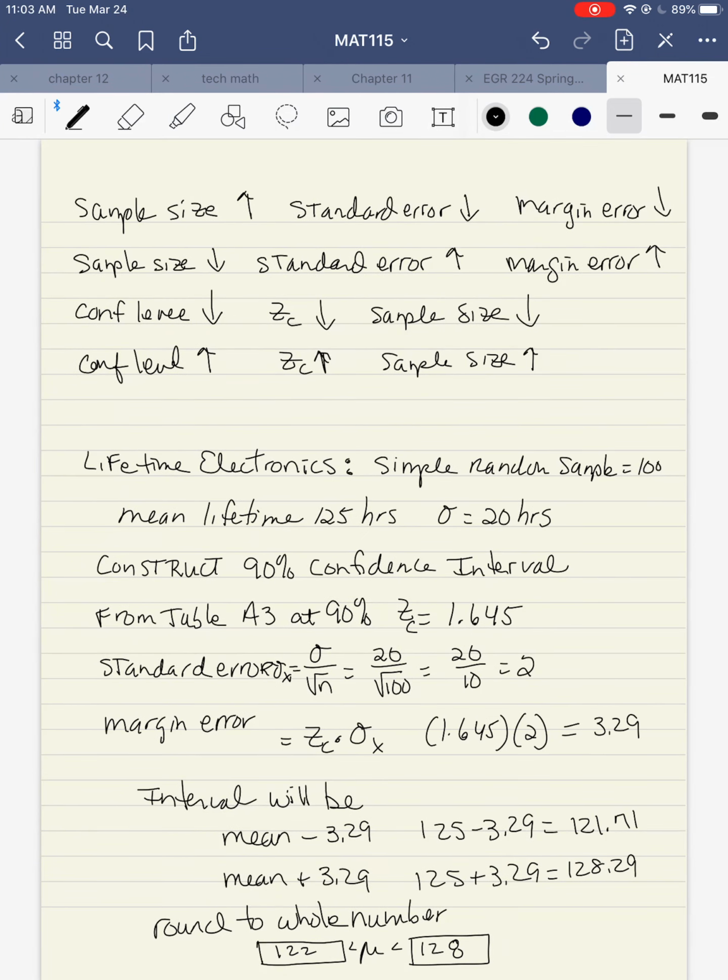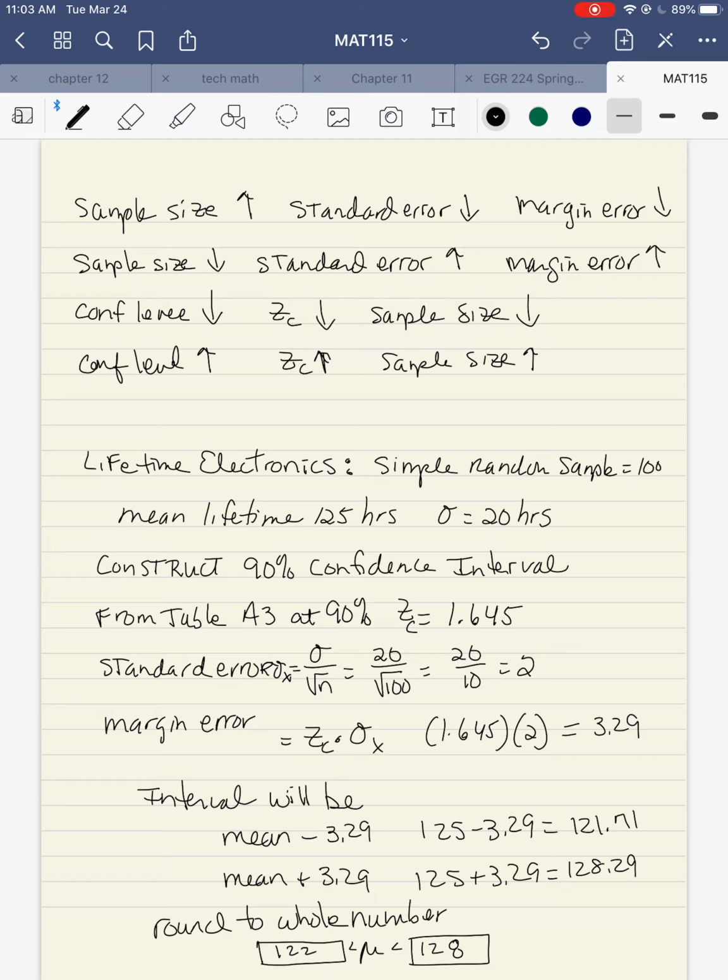So in general, if the sample size increases, the standard error decreases, the margin of error decreases. If the sample size decreases, the standard error increases, and the margin of error increases. If the confidence level decreases, the critical value decreases, the sample size decreases. If the confidence level increases, the critical value increases, and the sample size increases.